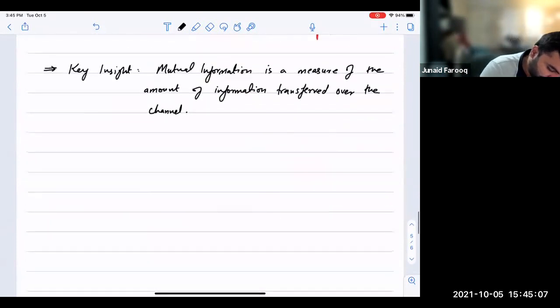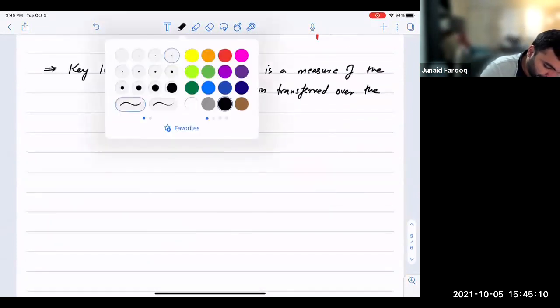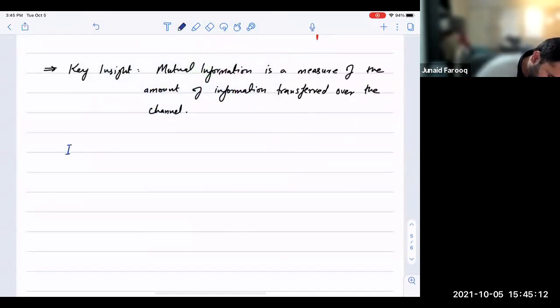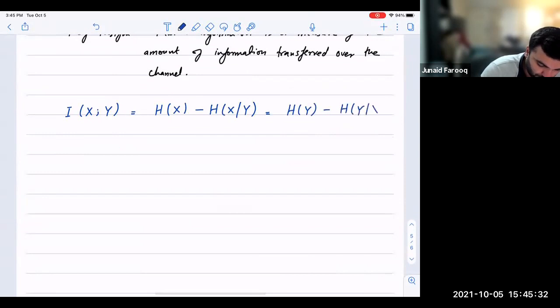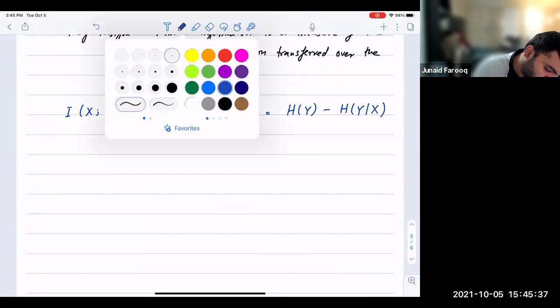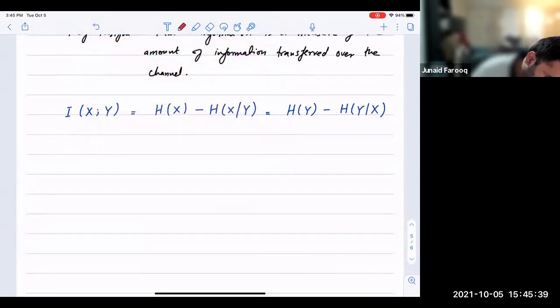So I think I will write the definitions now more formally. The I of X and Y, which you saw earlier, is H of X minus H of X given Y, and it's also equal to H of Y minus H of Y given X. So whichever is easier to compute, you can use that, but generally this one is easier to compute.